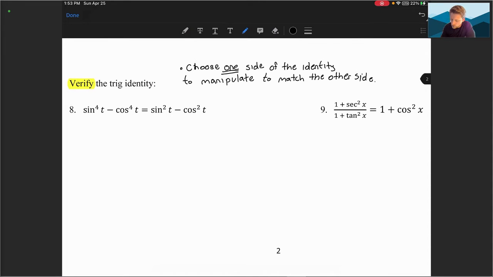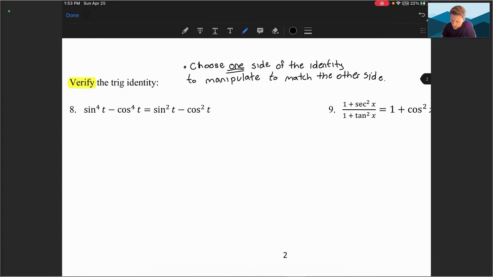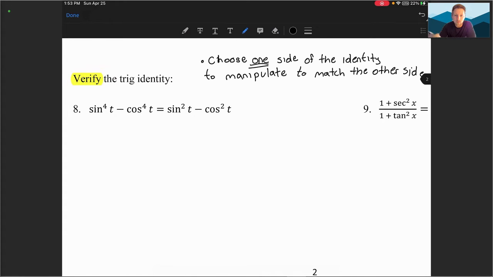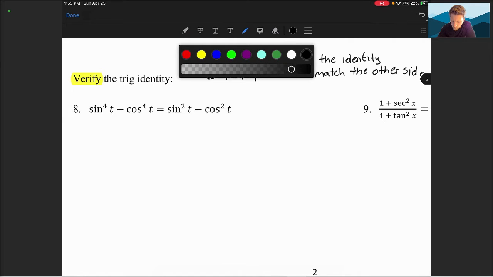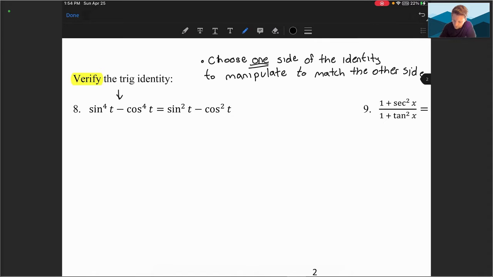We have sine t to the fourth minus cosine t to the fourth is equal to sine squared t minus cosine squared t. So one thing that we can identify right away is the more complex side seems to be the one with the fourth powers. So let's consider using this left side first, and we're going to try to start to manipulate that side going down.